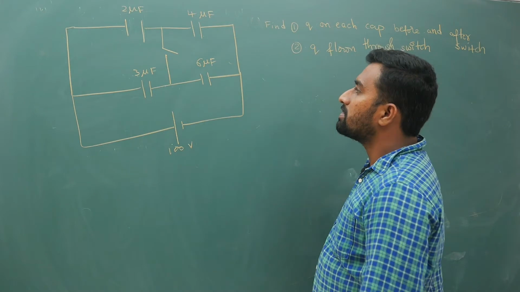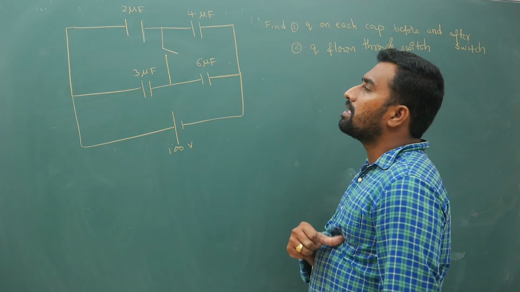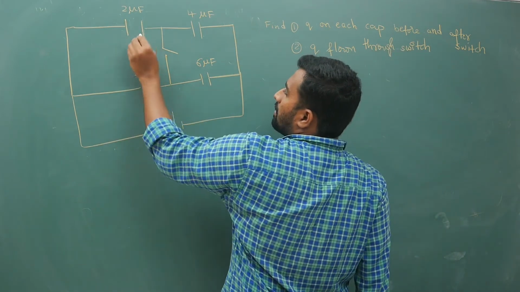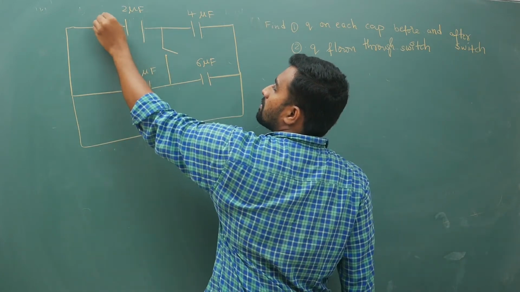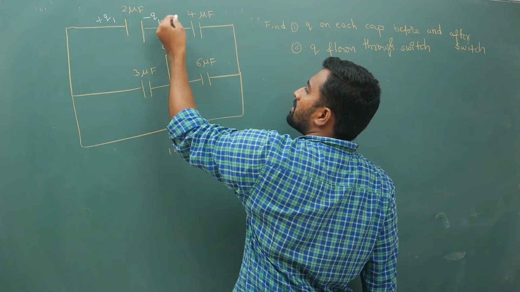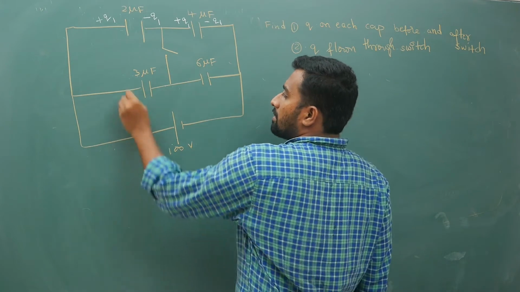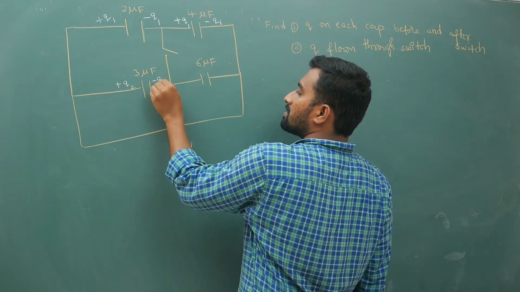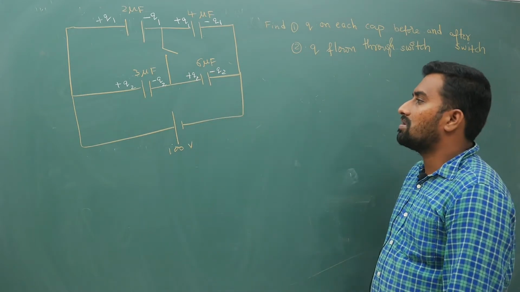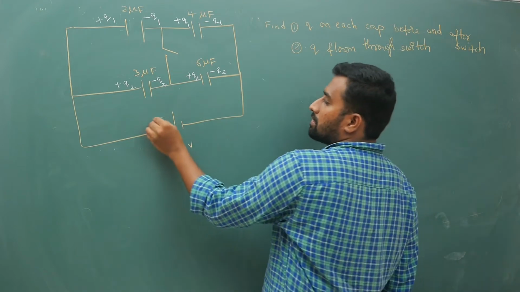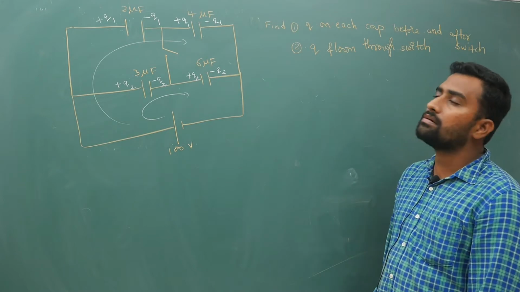Now when switch is open, I will do the first bit. When switch is open, the answer is very easy, it will not take much time. Here when switch is open, these two are in series because they are connected end to end. So this will become plus Q1 minus Q1 plus Q1 minus Q1. For this it is plus Q2 minus Q2 plus Q2 minus Q2. Your answer is very simple. Apply Kirchhoff's law in this loop, and you will get Q1 and Q2.